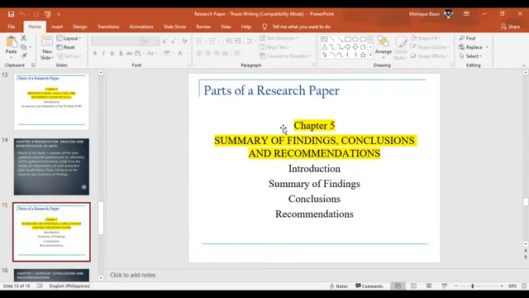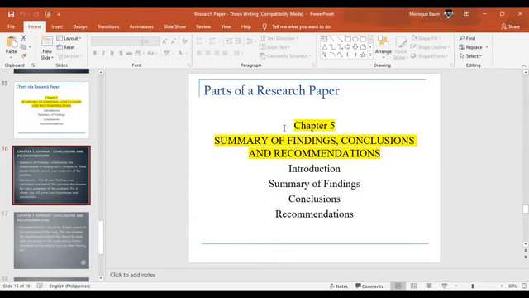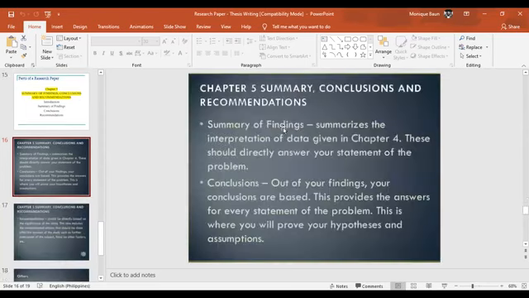And the last one is chapter 5. This will be the summary of findings, conclusions, and recommendations. This is the end of your research. For chapter 5, we have the introduction, summary of findings, conclusions, and recommendations. The summary of findings is just a summary of your chapter 4. This should directly answer your statement of the problem. So make sure that after you gather the data, you are able to provide answers for your SOP. If not, it means you're not able to present a well-presented research paper.